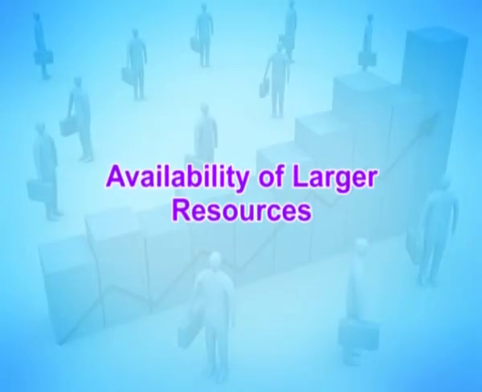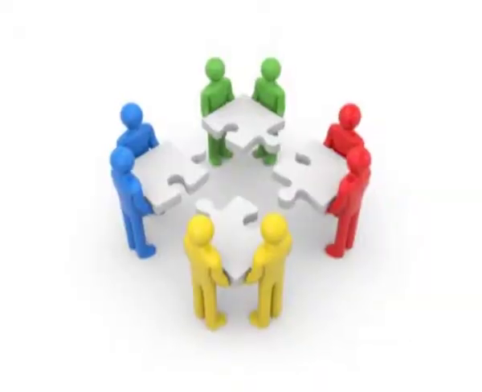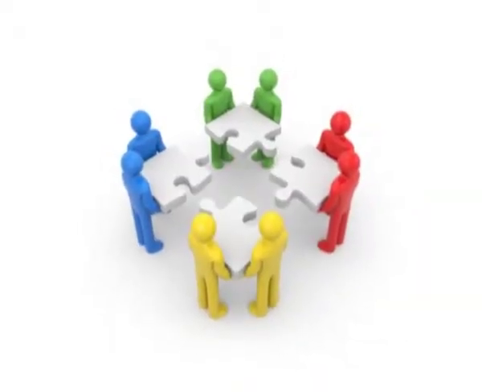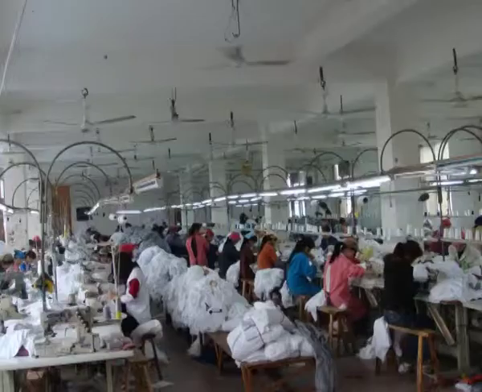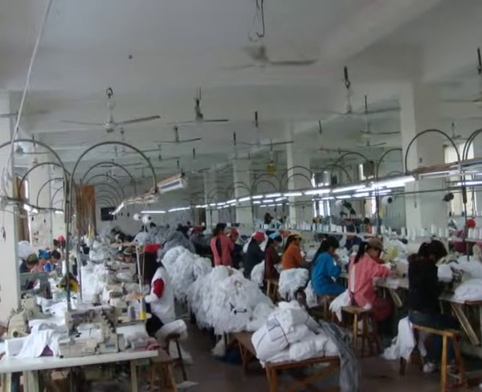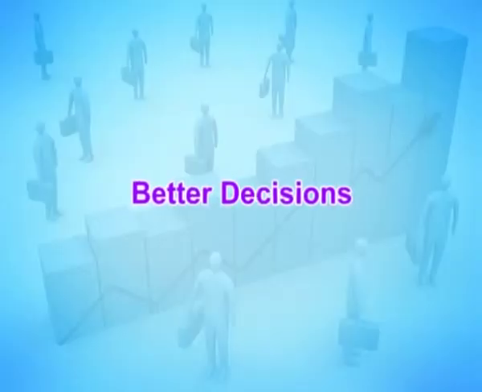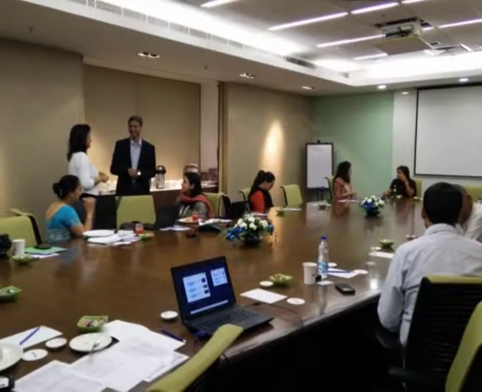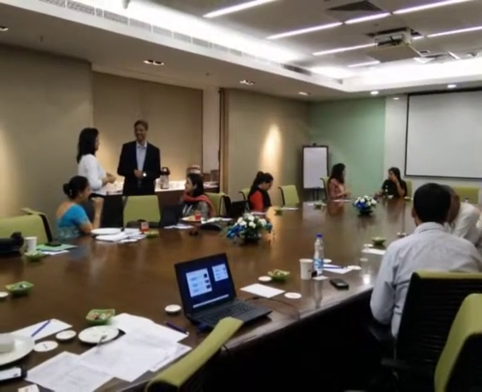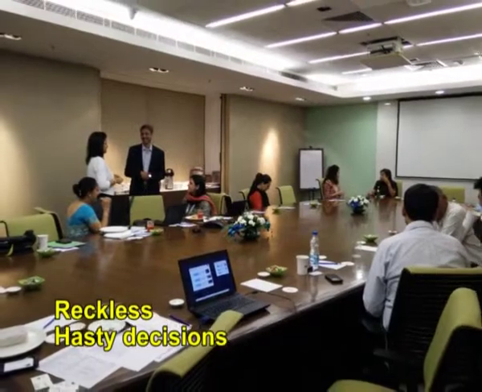Next is the availability of larger resources. Since two or more partners join hands to start partnership firm, it may be possible to pool more resources as compared to sole proprietorship form of business organization. Next is better decisions. In partnership firm, each partner has a right to take part in the management of the business. All major decisions are taken in consultation with and with the consent of all partners. Thus, collective wisdom prevails and there is less scope for reckless and hasty decisions.